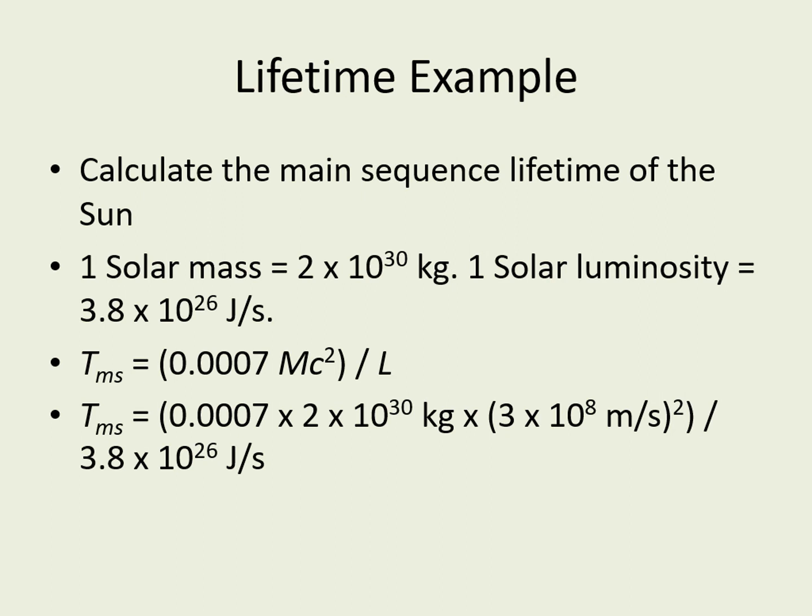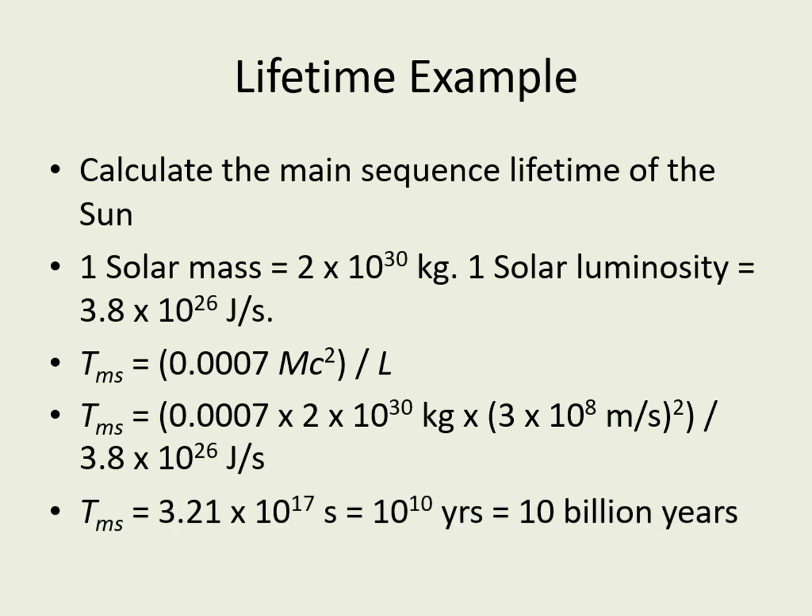Then we go ahead and calculate out the lifetime. The units will be in seconds. This comes out of the units for luminosity and the speed of light, both of which have seconds in them. So the main sequence lifetime of the Sun is around 3 times 10 to the 17th seconds. Since a year has just over 3 times 10 to the 7th seconds in it, this converts to 10 to the 10th years, or 10 billion years. So the Sun can last 10 billion years shining roughly the way it is right now. Geological evidence shows that our solar system is just under 5 billion years old, so our Sun is almost halfway through its main sequence life.